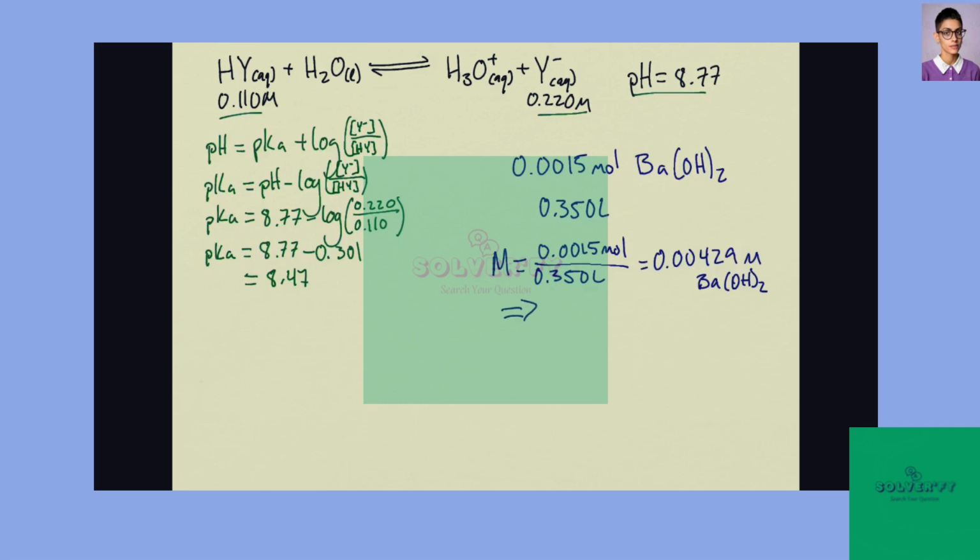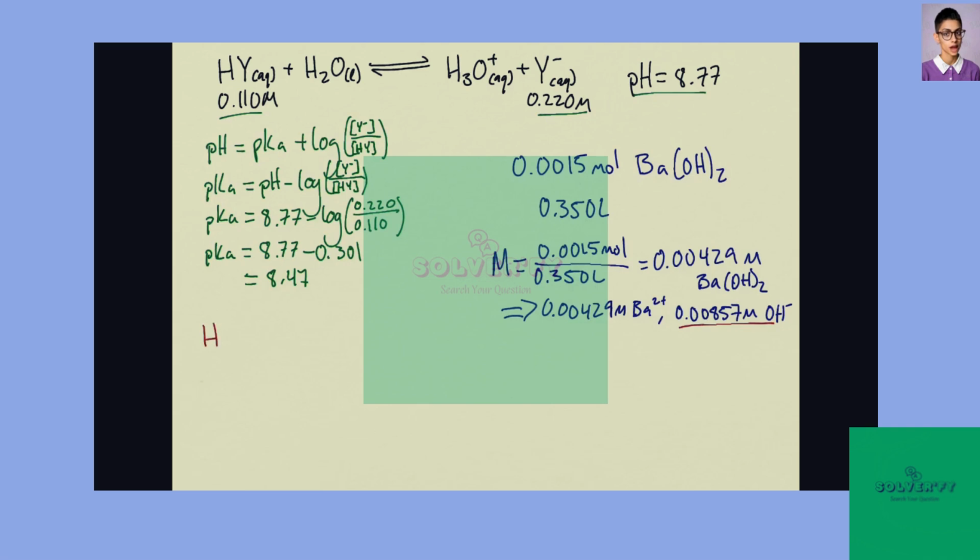This means that we have 0.00429 molar barium and twice as much, so 0.00857 molar hydroxide. This is because there is a 1-to-1 ratio between barium hydroxide and barium, and a 1-to-2 ratio of barium hydroxide to hydroxide.